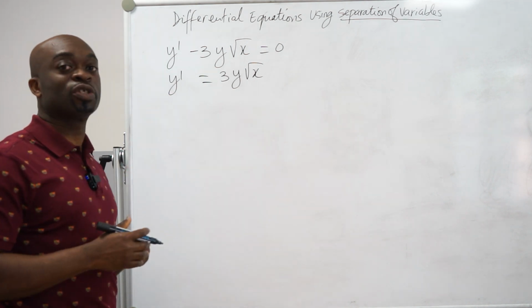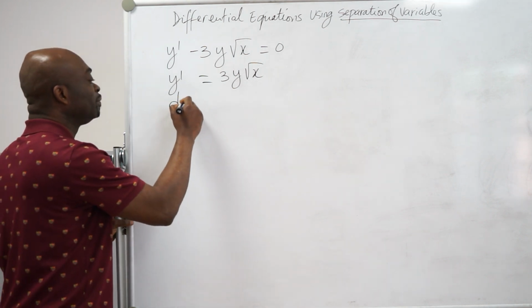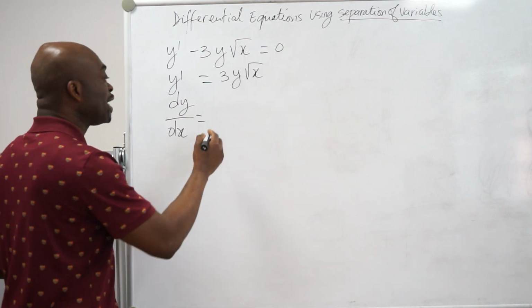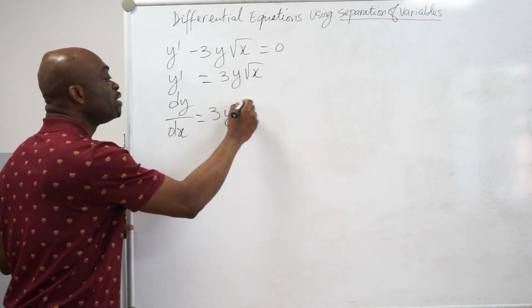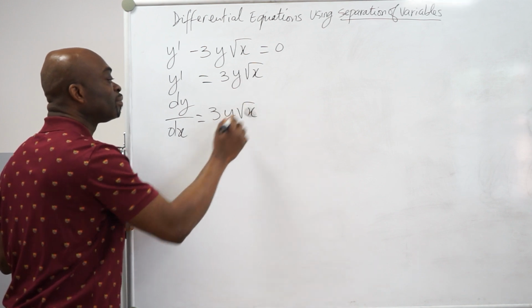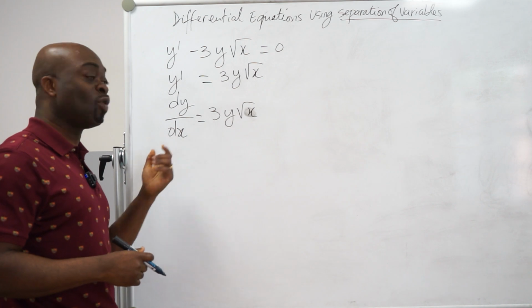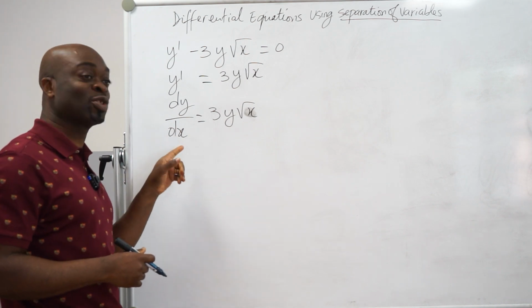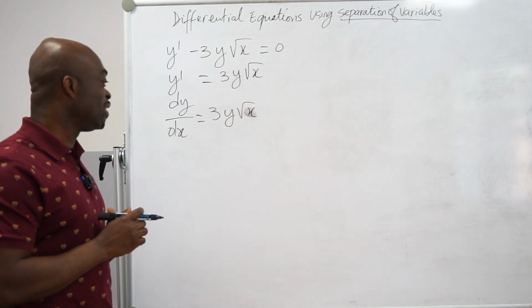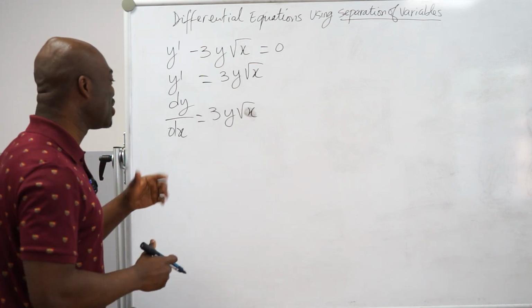We can also rewrite y prime as dy over dx. So that is equal to 3y square root of x, right? And then we still have y on the right, but we need y on the left, and we also have dx on the left, which has to go to the right. So you see how this can be confusing, but it's not that bad, okay? So let's go at it.